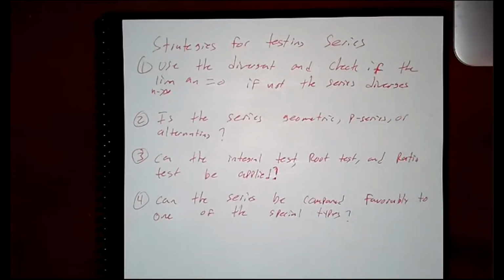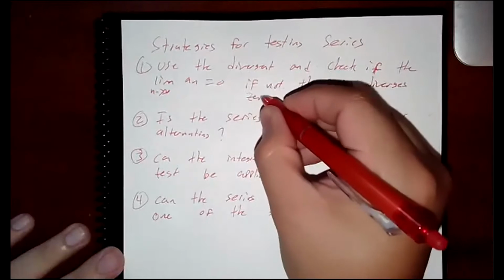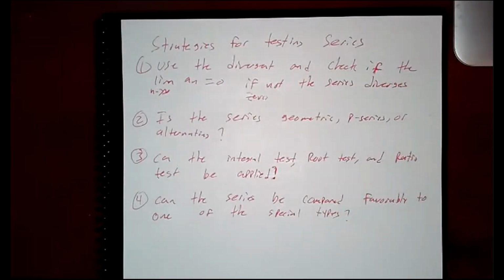Those are the things I want you to ask yourself. I have a question here. So the first point, I'm trying to use the divergence test. If the limit as n goes to infinity is not 0, it diverges, right? Right. So if it diverges, I don't have to go to step 2? If it diverges, you're done. I'm done. Okay. But if the limit is 0, then the test doesn't tell you anything.